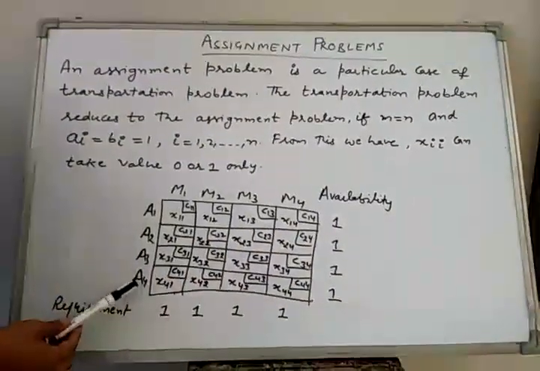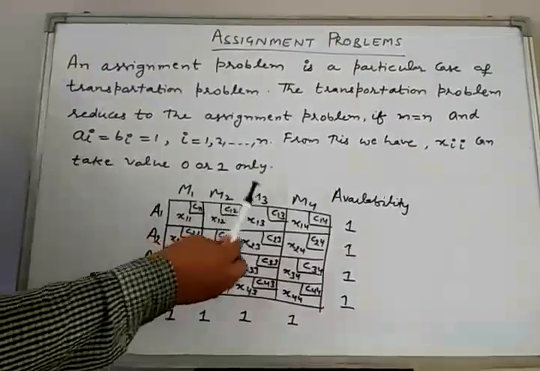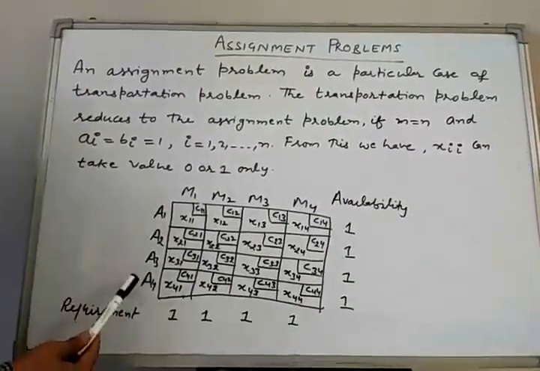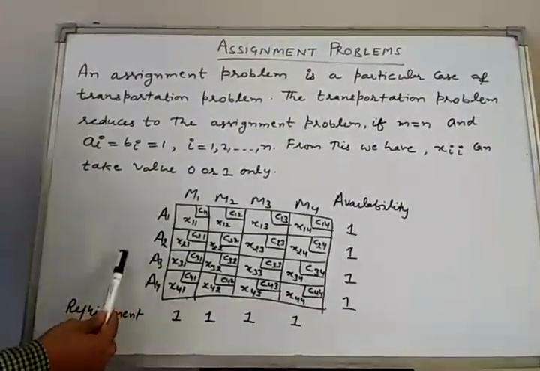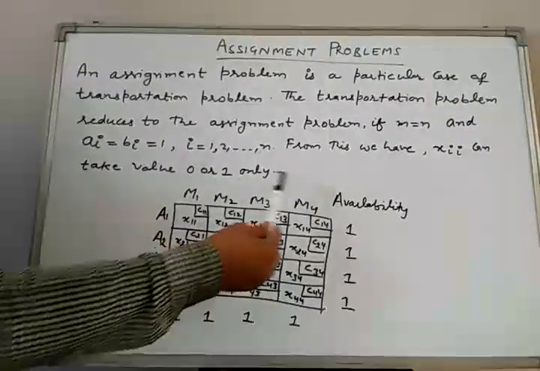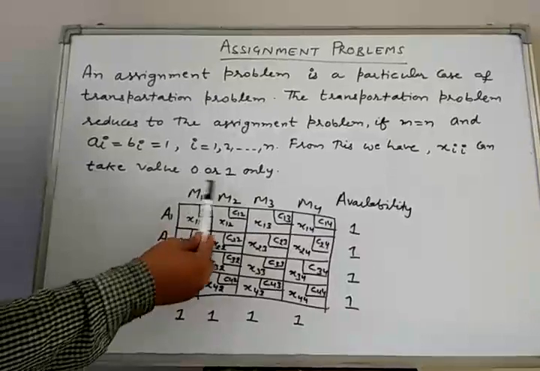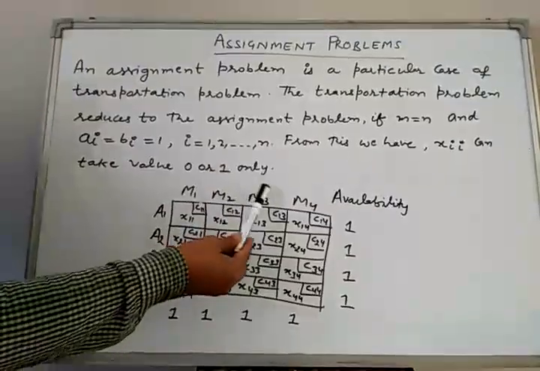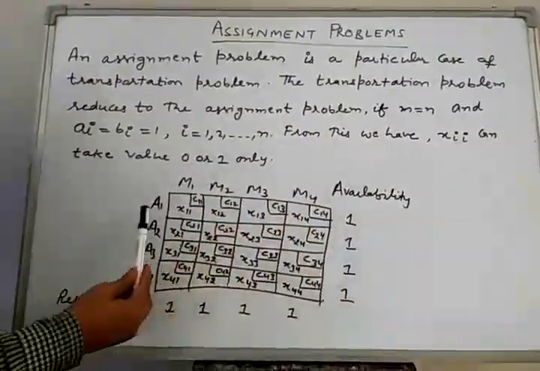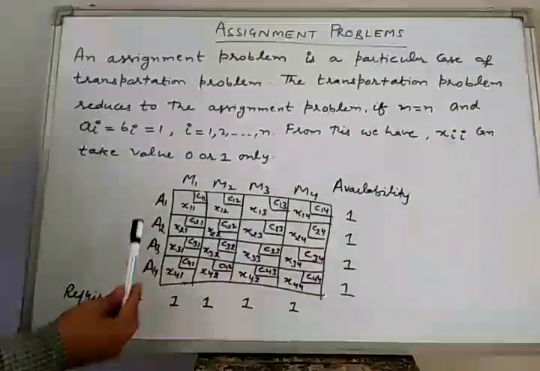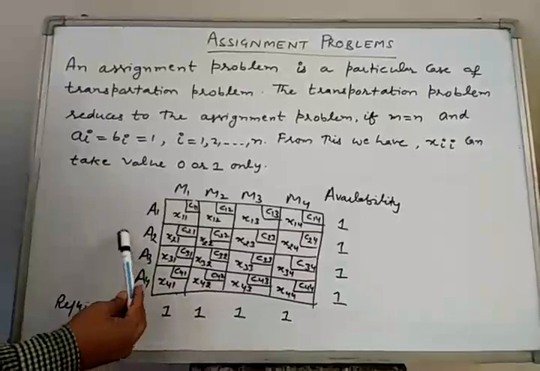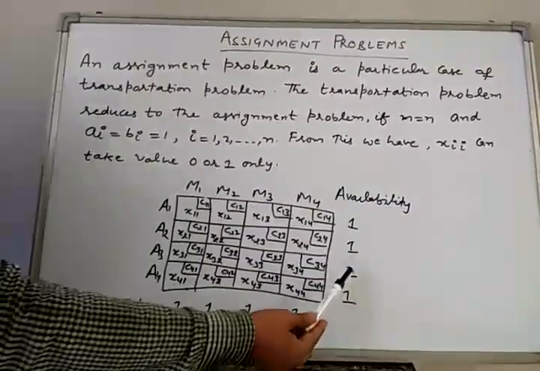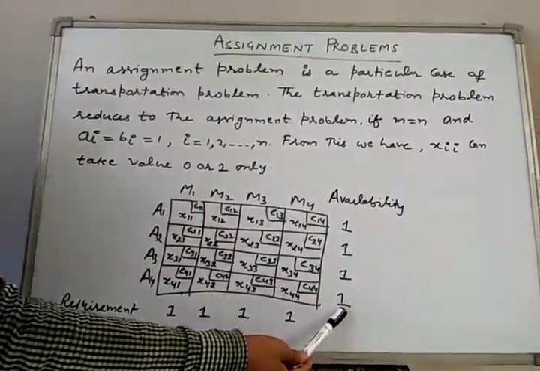Say A1, A2, A3, A4 are 4 sources and M1, M2, M3, M4 are 4 destinations. A1, A2, A3, A4 represent person A1, person A2, person A3, person A4, and M1, M2, M3, M4 represent the machines. As one person is assigned to only one machine, the availability for this person is 1. Similarly for the others, the availability corresponding to A3 is 1, and the availability corresponding to A4 is 1.